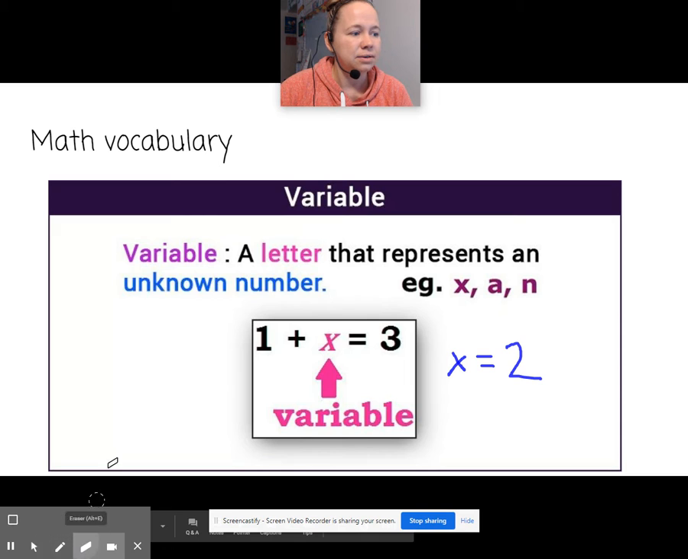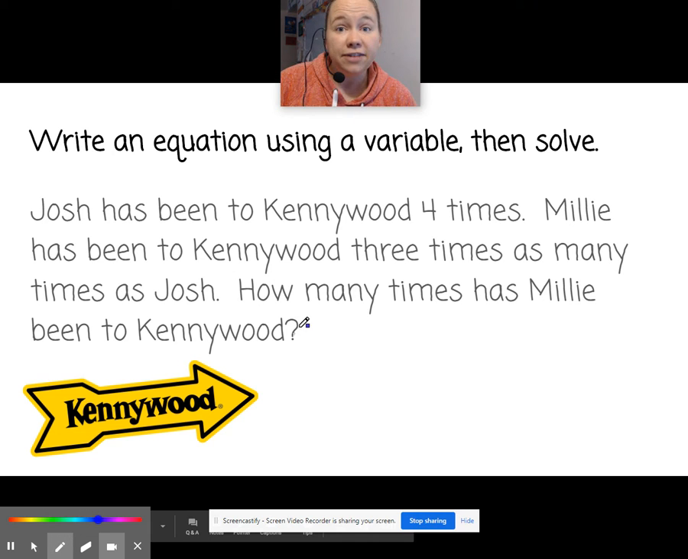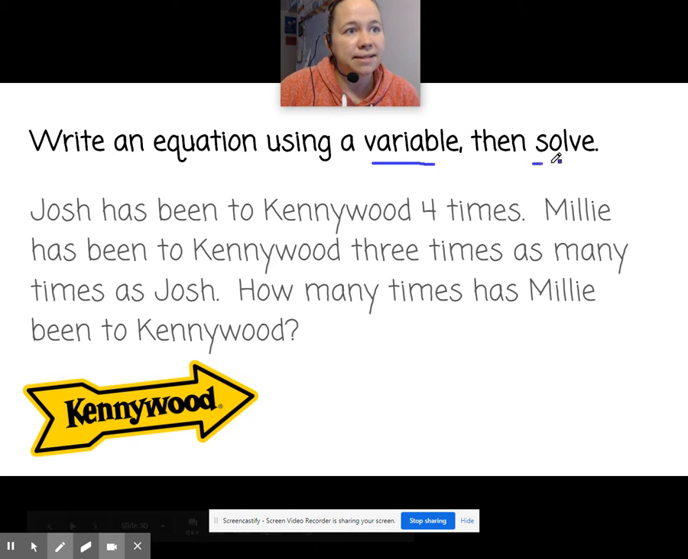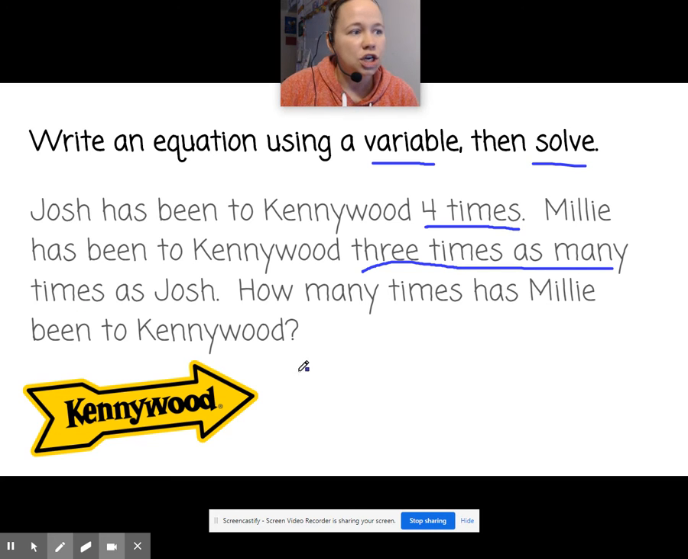Let's see what we're going to do next. Write an equation using a variable. So this is 2 steps. Then we have to solve. So we need to write an equation and then solve. Josh has been to Kennywood 4 times. So Josh is 4 times. Millie has been to Kennywood 3 times as many times as Josh. So remember, 3 times as many as Josh.